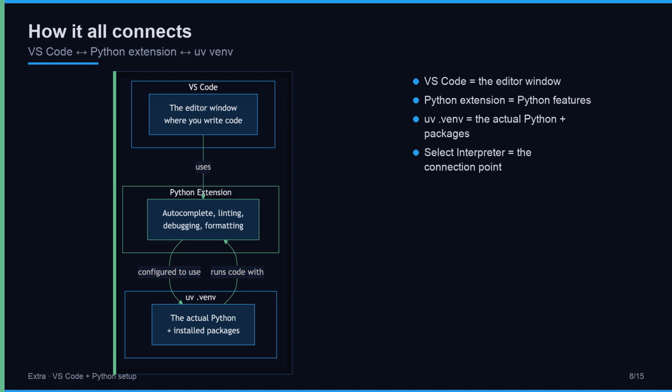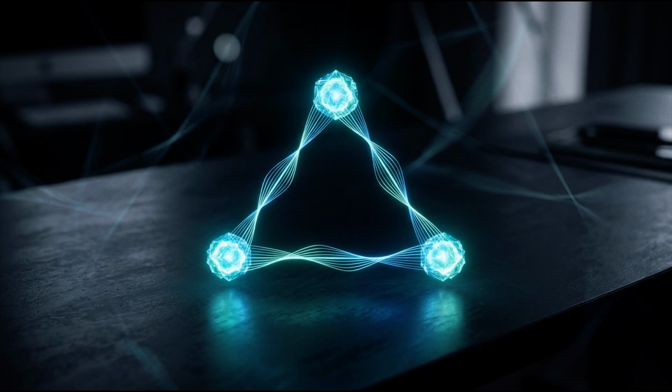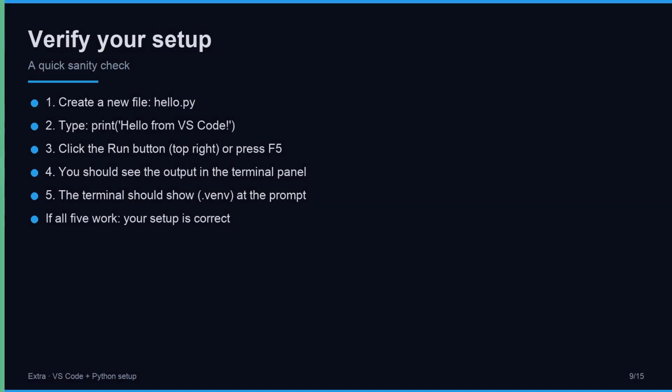When you select the interpreter in VS Code, you tell the Python extension to use the UV environment. Now, when you type import requests, VS Code knows where requests lives, inside the .venv. When you run code, it uses the venv's Python. Everything is connected. 3 pieces, 1 connection. When VS Code, Python, and UV are connected, every feature just works: autocomplete, linting, debugging, running. Everything works together. Let us verify your setup.